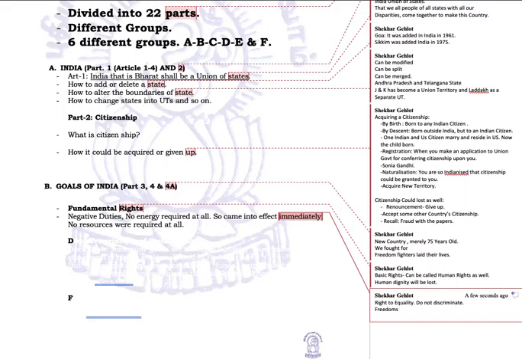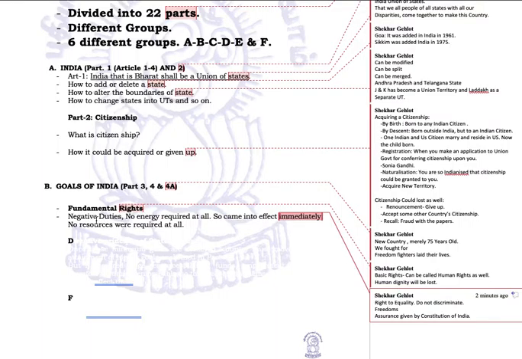They are called negative duties because these are guarantees, or, to use a better word, assurances given by the Constitution of India that these rights shall never be taken away by the state.